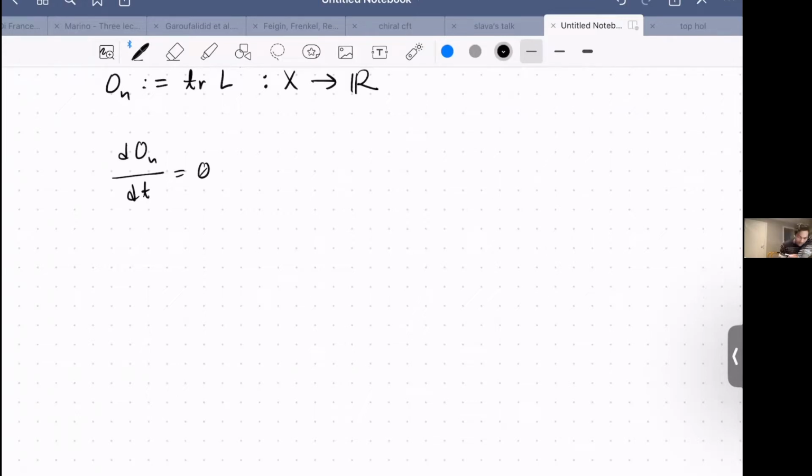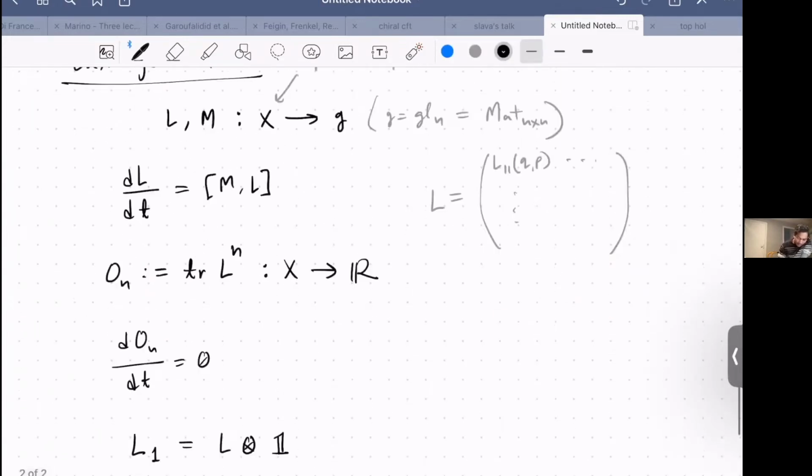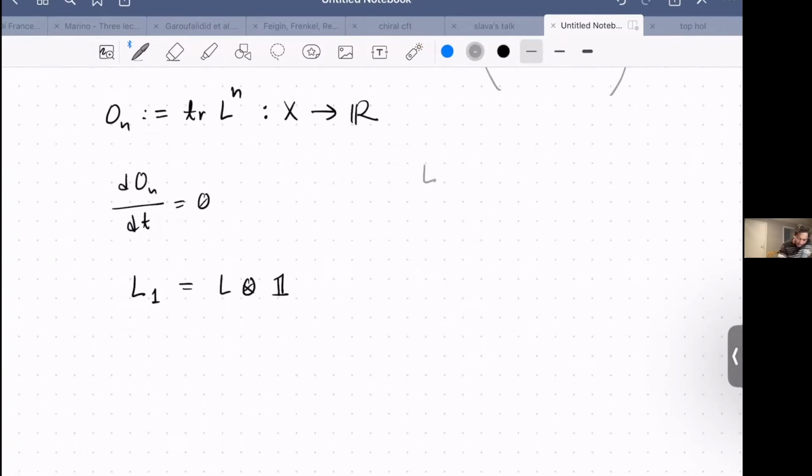To write them down, we need to introduce some notation. So for example, let's call L1 the same matrix L, except now it acts on a somewhat larger space. So any n by n matrix, so for simplicity, let's say that L is an n by n matrix. So then it acts on Rn. It's a map from Rn to Rn.